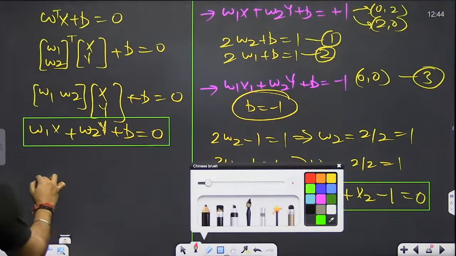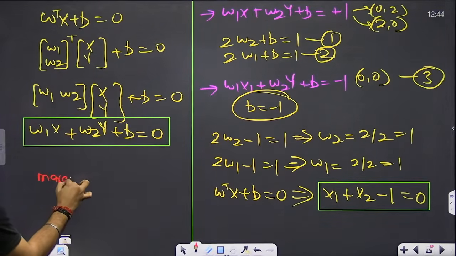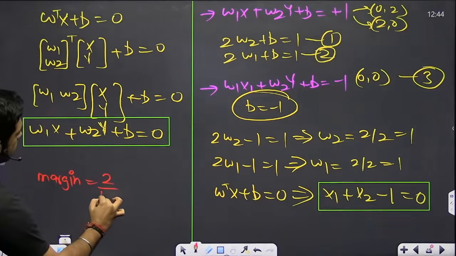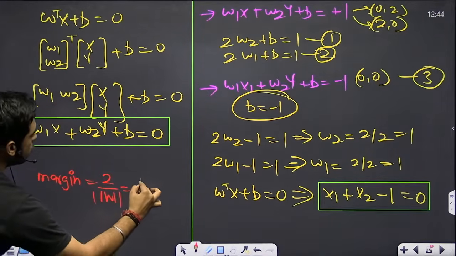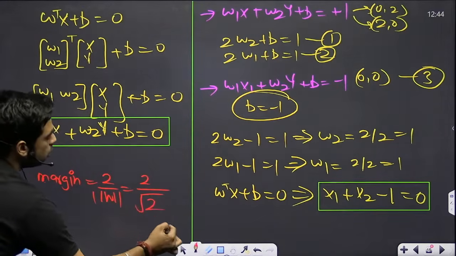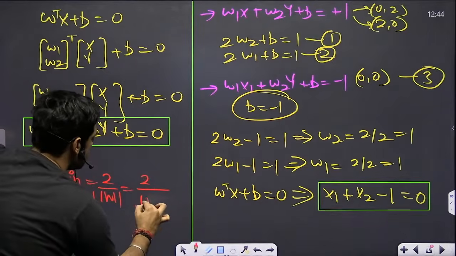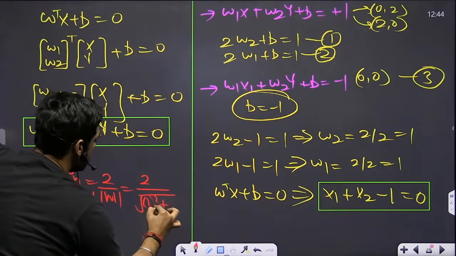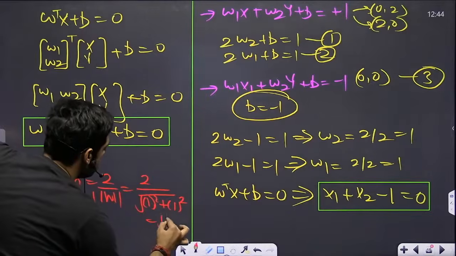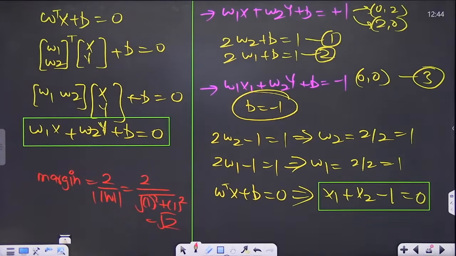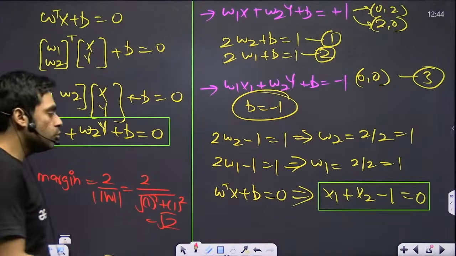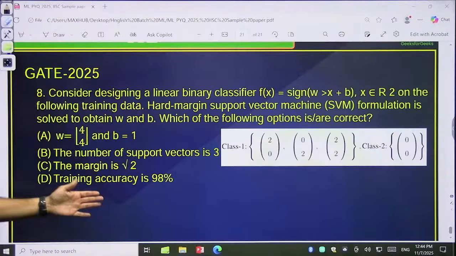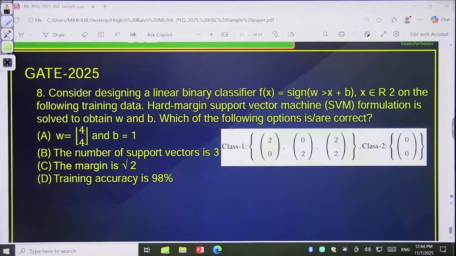Now let us calculate the margin here. Margin is 2 upon norm of W, so 2 upon under root of 1 square plus 1 square plus 1 square. I would be getting root 2 as the answer. So what are the options here? Margin is root 2, options B and C.